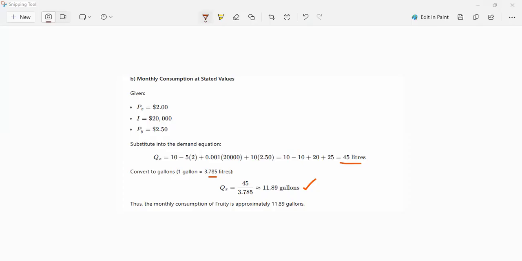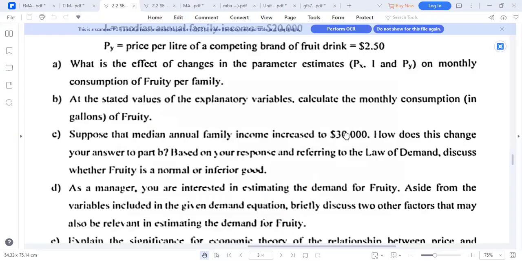So now the second part of the question is, suppose we increased our income from 20,000 to 30,000. How does this change your answer? So if your income increases to 30,000 and your gallons increase, what type of good is this? It's a normal good. If your income increases and you decrease consumption, that is an inferior good. That is what you're being tested here to understand.